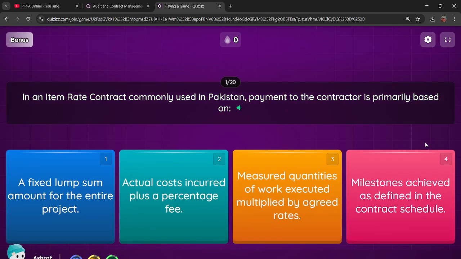Question: in an item rate contract commonly used in Pakistan, payment to the contractor is primarily based on Option 1, a fixed lump sum amount for the entire project. Option 2, actual costs incurred plus a percentage fee. Option 3, measured quantities of work executed multiplied by agreed rates. Option 4, milestones achieved as defined in the contract schedule.